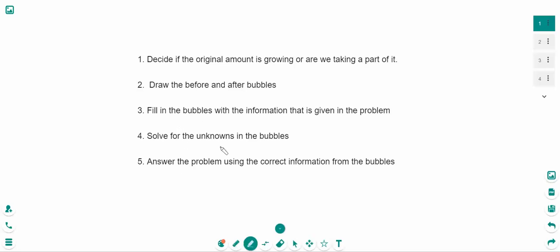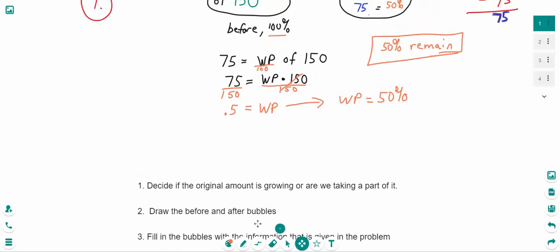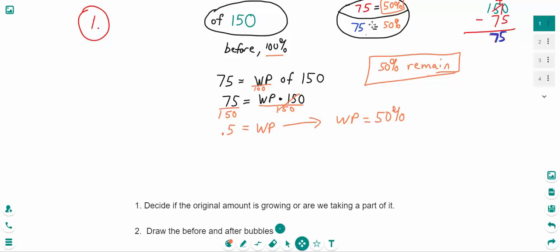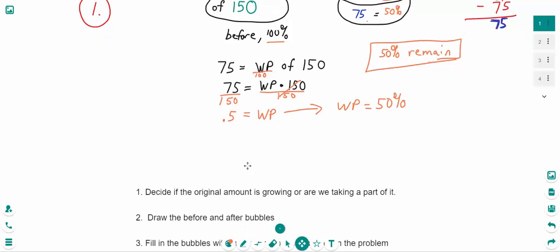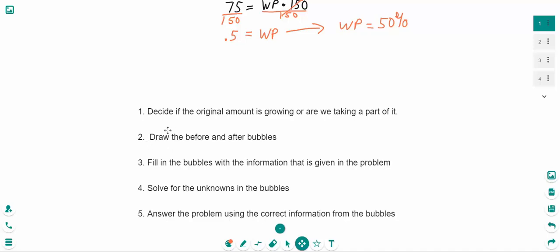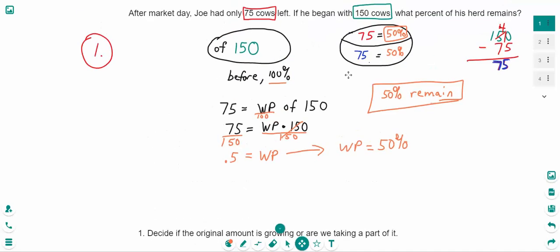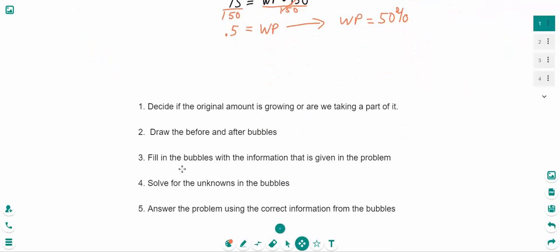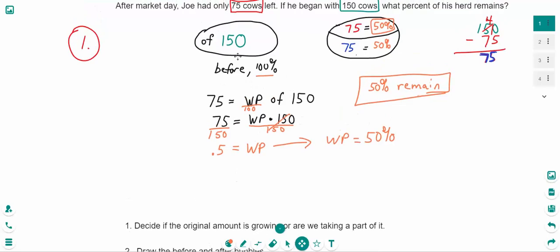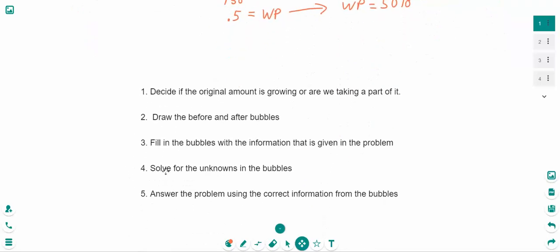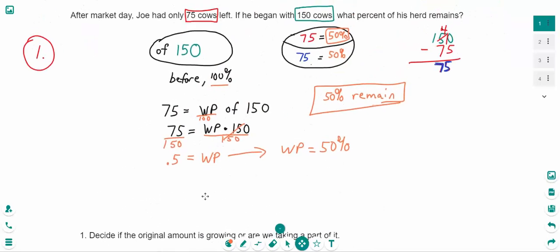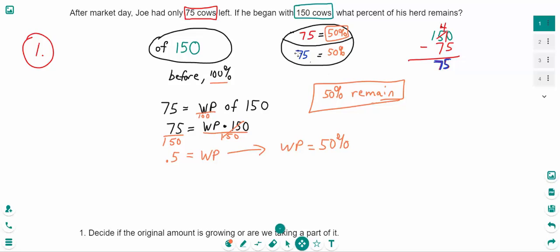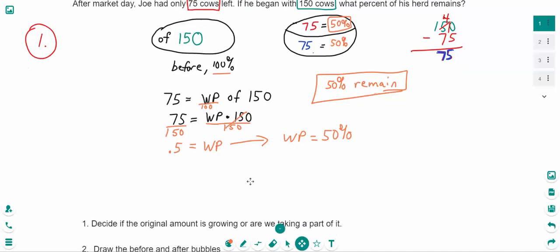So the first step is simply to decide if the original amount is growing or are we taking a part of it. All right? Remember, all we're doing there is deciding if we're going to use a double bubble or a divided bubble for the second one in the diagram. Okay? The second step is to draw the before and after bubbles. Boom. We draw the before and after. That's easy. Then we fill in the bubbles with the information that is given in the problem. That's where the 150 came from, and this first red 75. Then we have to solve for the unknowns in the bubble, and that's where we have to use our head and try to decipher how we're going to solve for the unknown parts of the puzzle in the diagram.